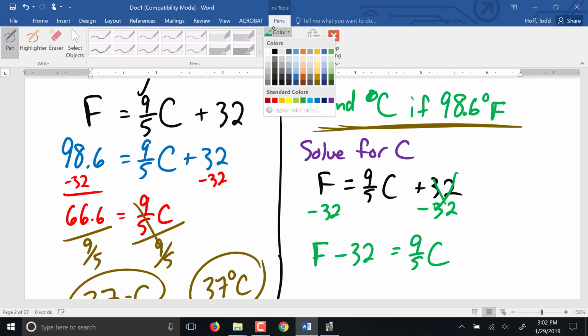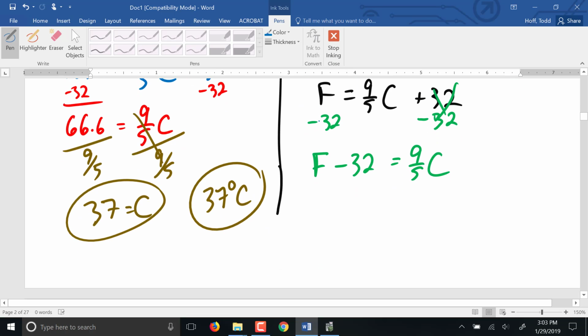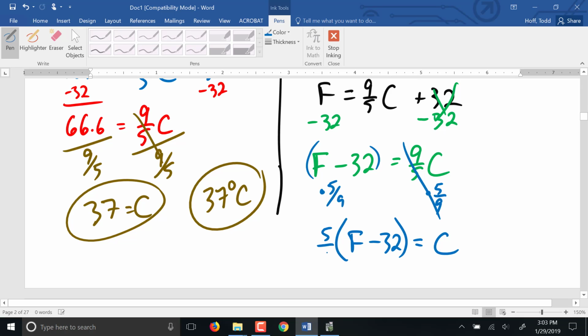Now C is multiplied by 9/5, so I'm going to divide by 9/5. Well, instead of dividing by 9/5, I'm going to multiply by the reciprocal. I'm going to multiply by 5/9. That's the reciprocal of 9/5. So on the right side, I'm left with just C. Over here, the subtraction has to happen first, so I need parentheses. That's F minus 32 times 5/9. So that is the conversion formula. Degrees Celsius is our Fahrenheit temperature minus 32 times 5/9. So we can use that over and over again.